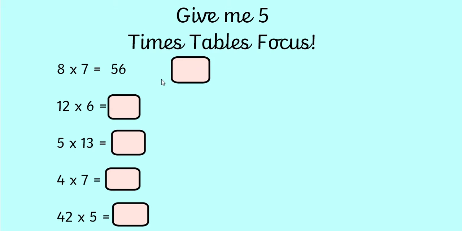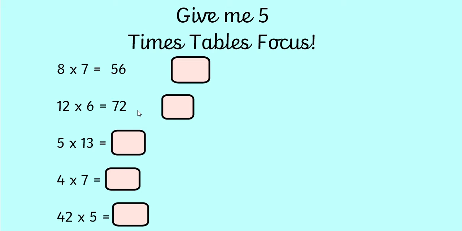Next one, 12 times 6. If you know your 6 times table, you might just know this one in your head. I am going to do 6 times 10, which is 60, and then add on another 2 sixes. So 60, 66, 72.